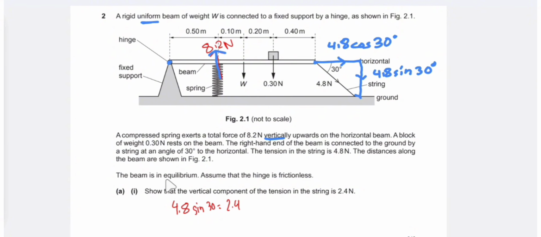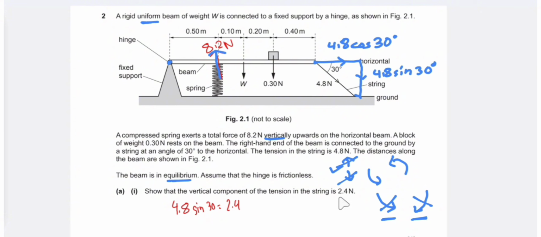The beam is in equilibrium. Now this is an important part: the beam is in equilibrium. That means at equilibrium the resultant force is 0, that is, the upward force is equal to the downward force, and the resultant moment is 0. That means the clockwise moment is equal to the anti-clockwise moment. Since the clockwise moment is equal to the anti-clockwise moment, the resultant moment is 0. Assume that the hinge is frictionless, so there is no friction at the hinge.